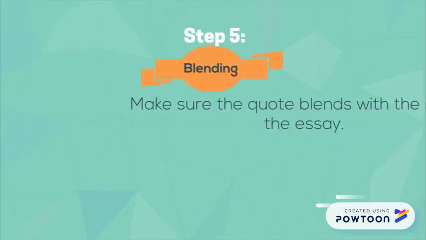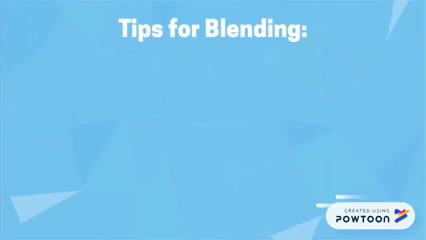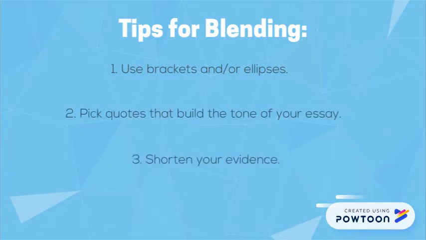Step 5 of weaving is to make sure the quote blends with the rest of the essay. In order to keep the tense the same and make the evidence flow smoothly within the writing, there are some tips to help this flow continue on. Here are some tips for blending. First, use brackets or ellipses to convey the proper tense for your essay. Second, pick quotes and evidence that matches the tone of your essay and makes the paper as a whole flow and seem more uniform. Third, shorten your evidence to make it fit your essay more concisely, allowing your words to be the main focus.